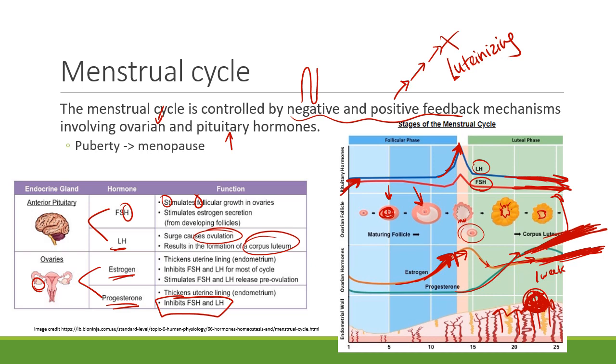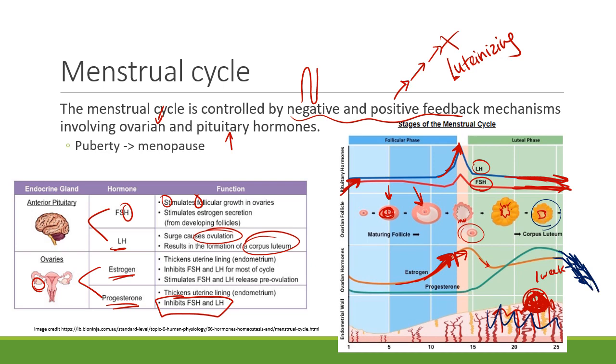If there is no fertilization, then what happens is, oops, I'm trying to erase all my scribbles. If there's no fertilization, then the corpus luteum will start to break down. Less progesterone, less estrogen is made. That decrease in estrogen and progesterone is going to lead to the sloughing off of the endometrial lining. A period will occur. All of this stuff will be released from the body. And then the whole thing happens all over again.